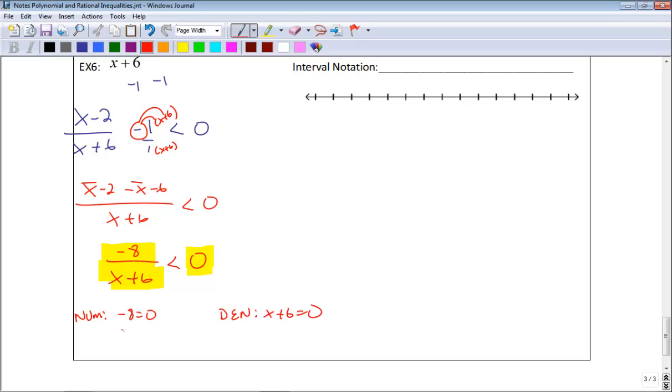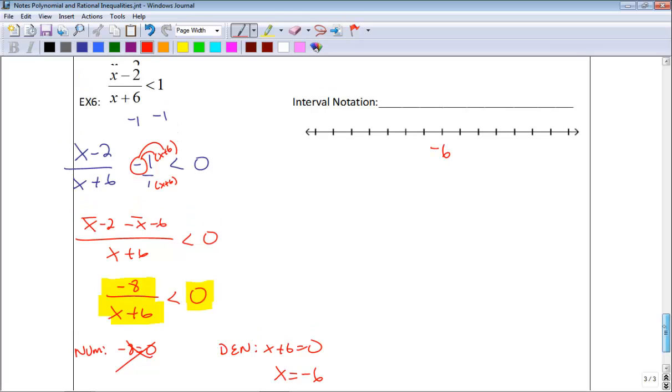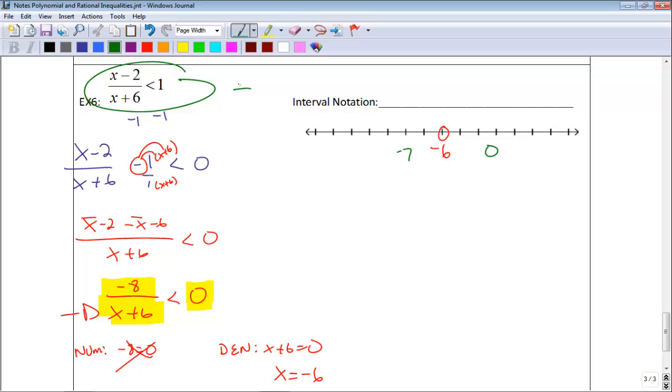Well, does negative 8 equal 0? No, so there is no number there that I can put on the number line. I just now look at the denominator. If I solve that, I get x is equal to negative 6. Let's put negative 6 on the number line. What kind of circle does negative 6 get? Well, since it's in the denominator, it's automatically going to get an open circle. So now I need something to the left of negative 6, negative 7 works, and to the right of negative 6, 0. Plug it back in, and I always suggest going back to the original inequality just in case you made mistakes anywhere.